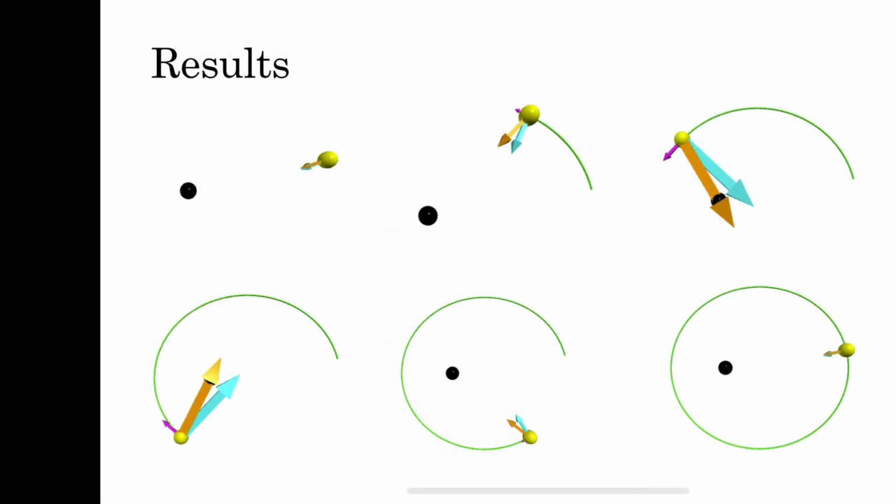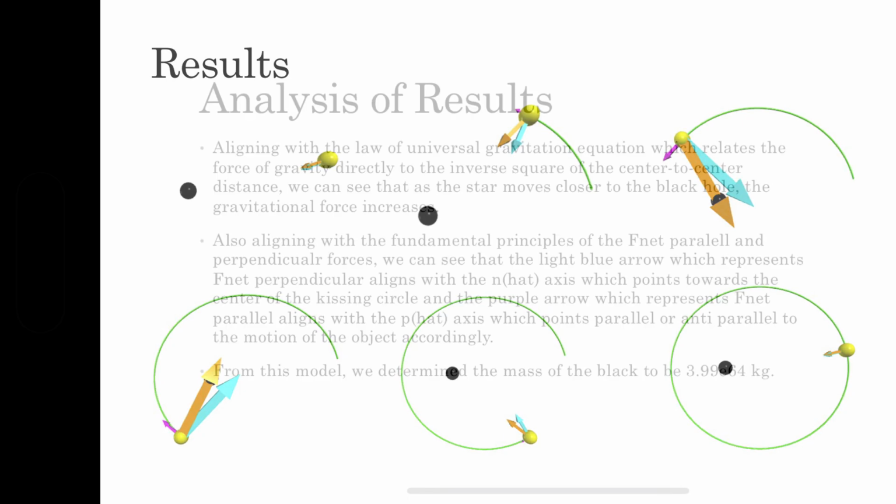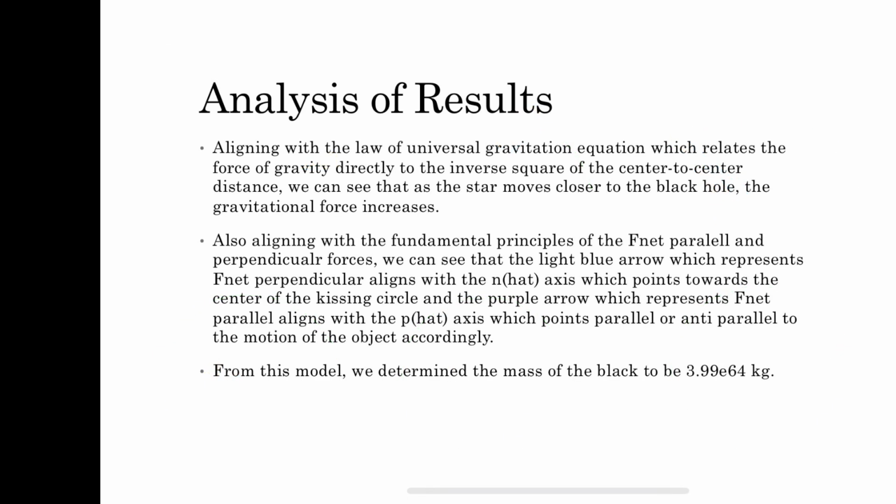Here are the results from the code from Part 1. Aligning with the law of universal gravitation equation, which relates the force of gravity directly to the inverse square of the center-to-center distance, we can see that as the star moves closer to the black hole, the gravitational force increases.